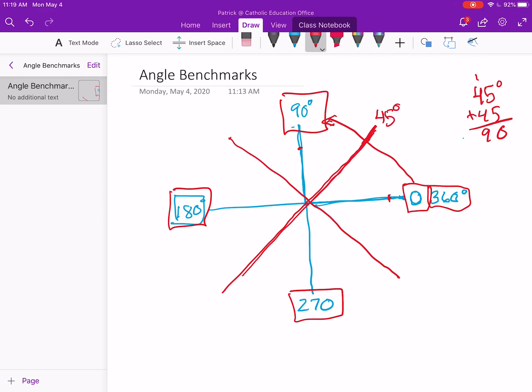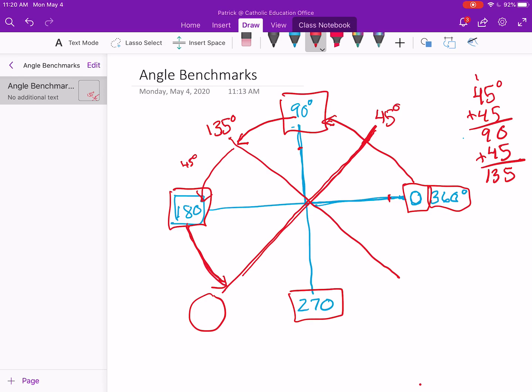So to get to this part from 90, to figure out what this halfway is, I'm just going to add another 45. 5 plus 0 is 5. 9 plus 4 is 13. So this is 135 degrees right here. I could check here: 135 plus another 45 equals 180. So it's already 180, I know that. Now I have to figure out what this one is.